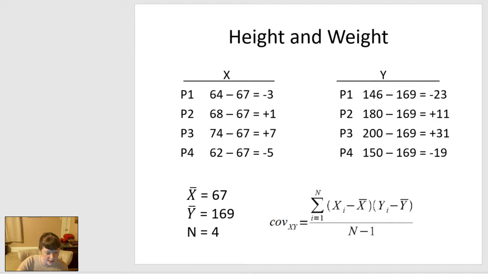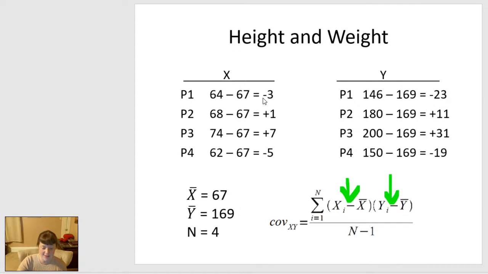The very first step is to get the deviation scores for x and the deviation scores for y, just like we did before when we were doing the standard deviations. So here is me getting the deviation scores for x.